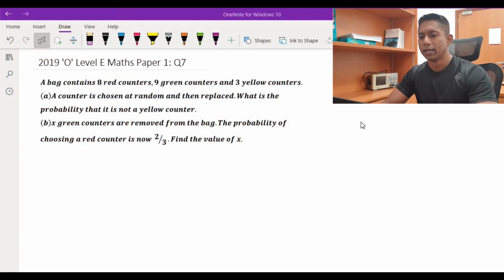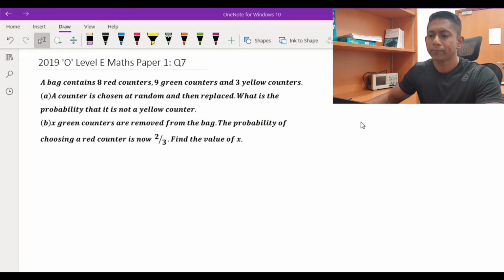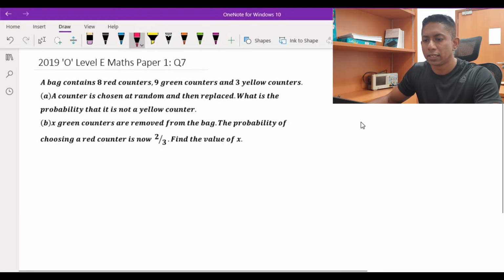Let's look at this question from the 2019 O-Level E-Maths Paper 1. This is question 7, and it is a question on probability. We are given that a bag contains 8 red counters, 9 green counters, and 3 yellow counters. A counter is chosen at random and then replaced. What is the probability that it is not a yellow counter?